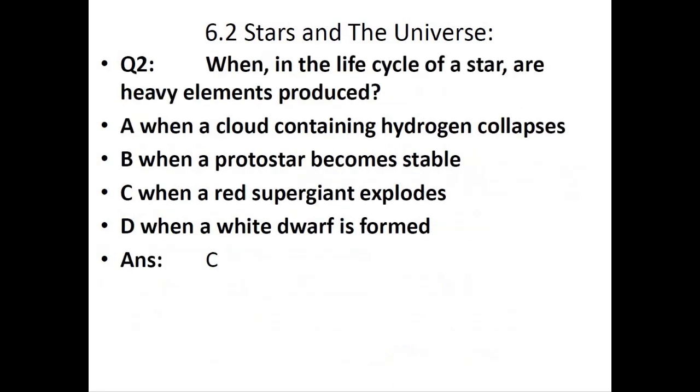When in the life cycle of a star are the heavy elements produced? When a cloud containing hydrogen collapses? No, that forms a protostar. When a protostar becomes stable? No, at that time fusion starts, but only helium is formed technically. When a red supergiant explodes? Yes, like we studied in our previous lecture, when a supergiant explodes, a lot of new elements are formed, which are heavier.